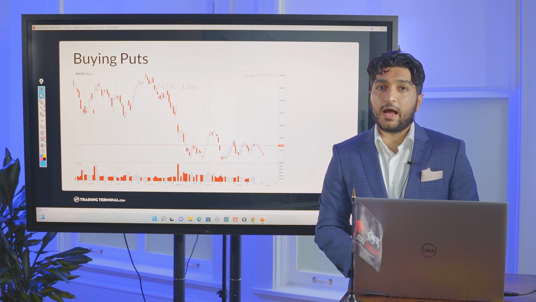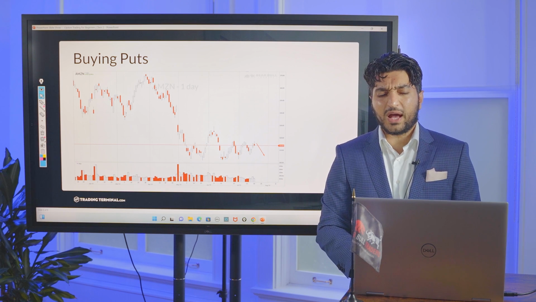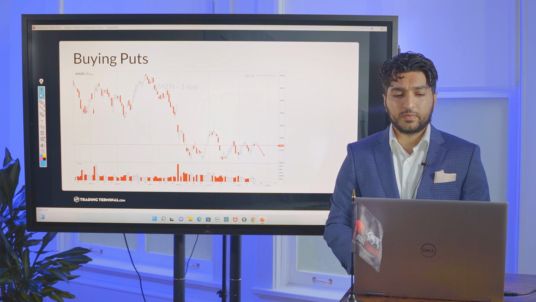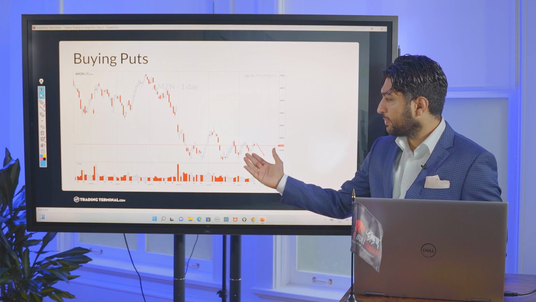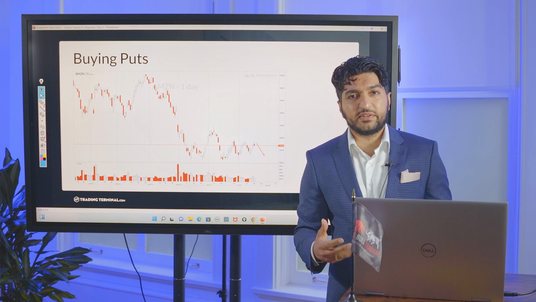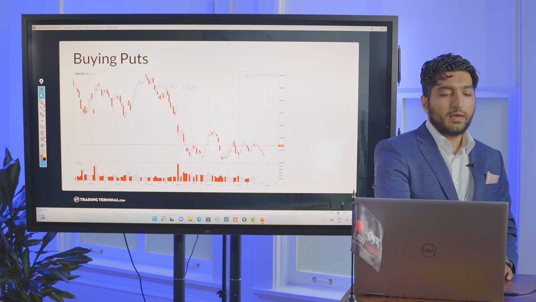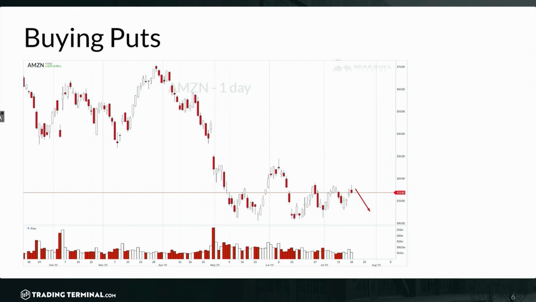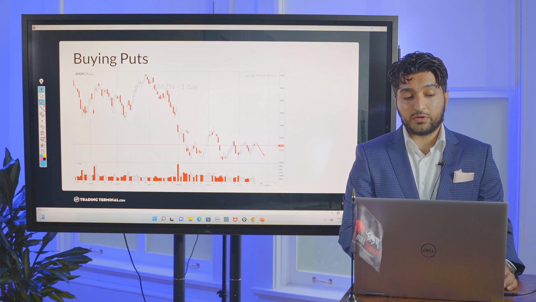Let's say this time, instead of being bullish, you're actually bearish. So let's look at the Amazon chart. And let's say again, you're a technical analyst, you're looking at the chart, and you see this shooting star doji over here. And you believe this is a big signal that Amazon stock is going to fall over the next few weeks. So what are some of the strategies that you can use if you're bearish on Amazon?